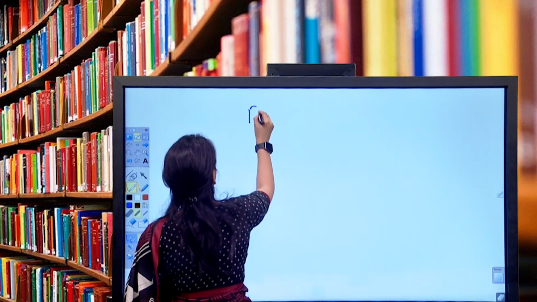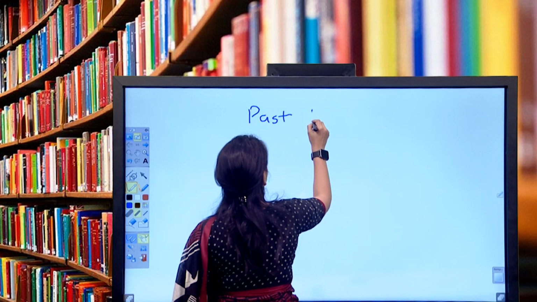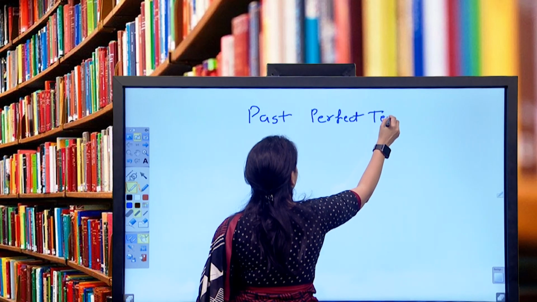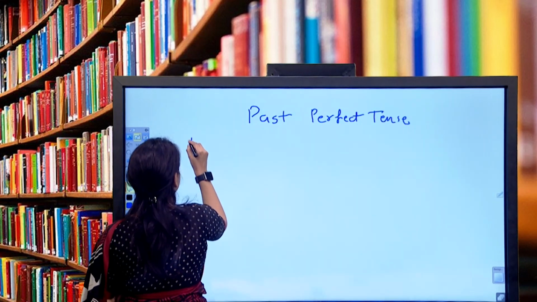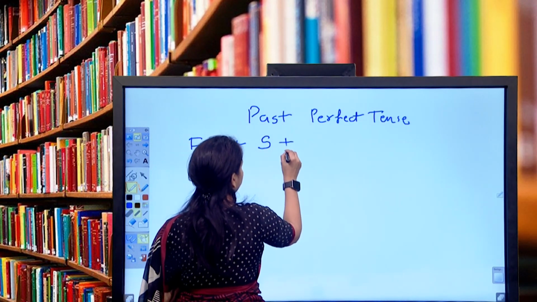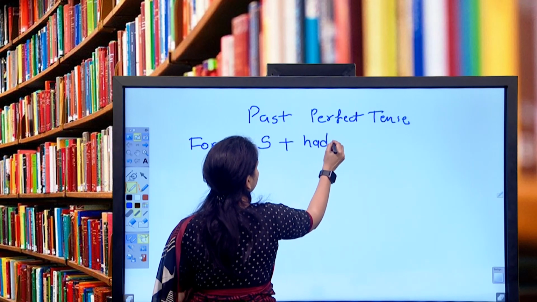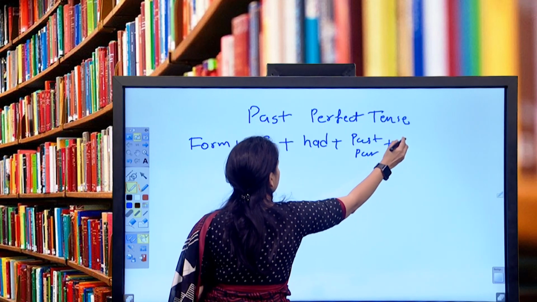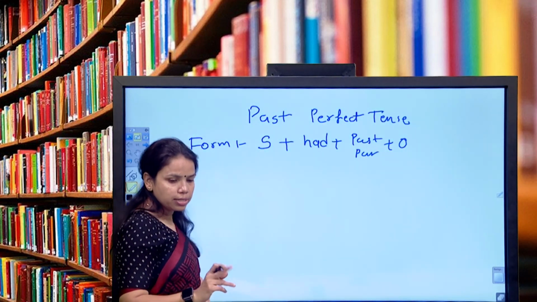Now, our last tense in this session, I am going to talk about our last tense, and that is the past perfect tense. What is the form of this tense? Subject, had, past participle, object. I will just give you one example.